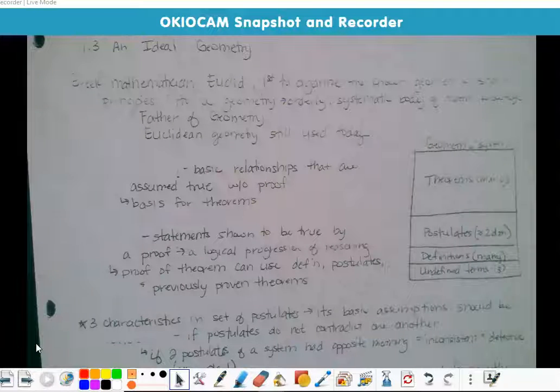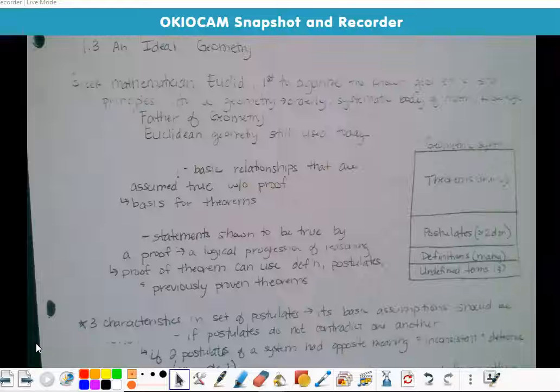All right, so section 1.3 is an ideal geometry. So there's just a lot of notes today. There's not a lot for you to necessarily write in, just a lot for us to talk about. Because we're just kind of talking about the history of geometry.